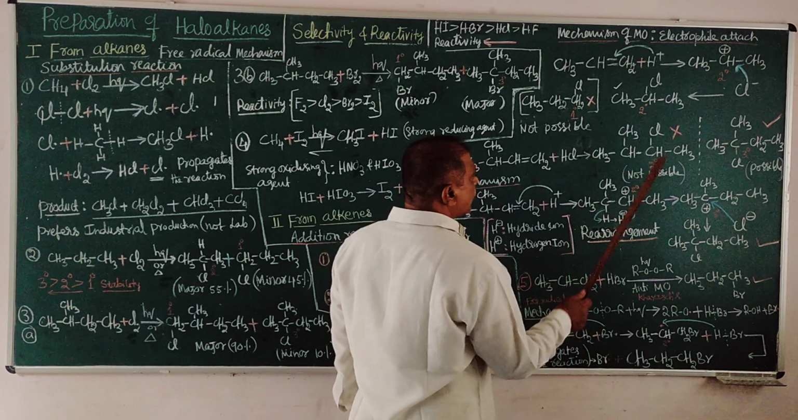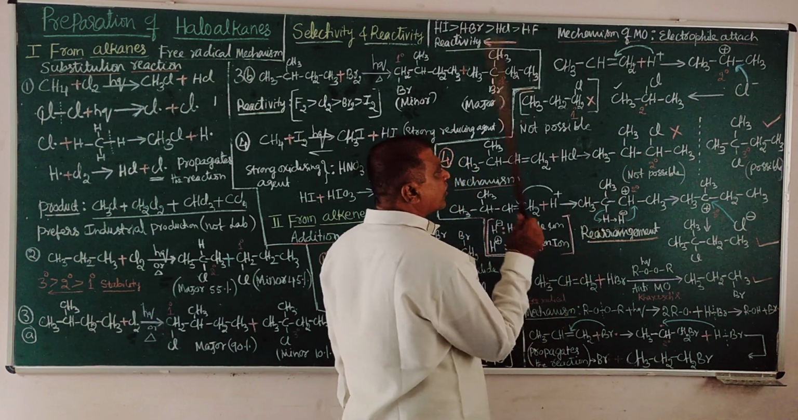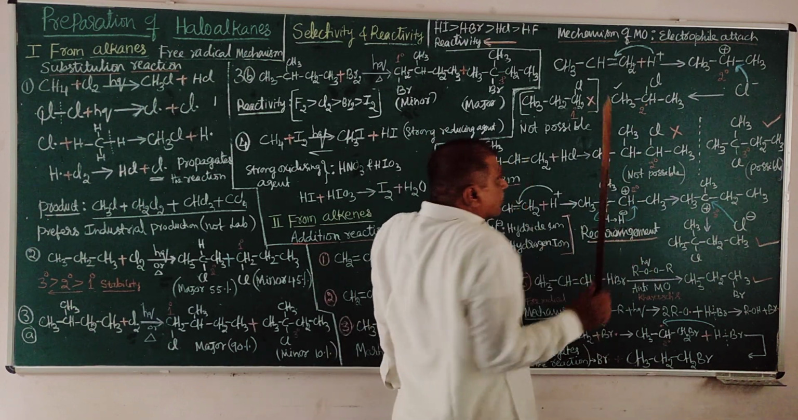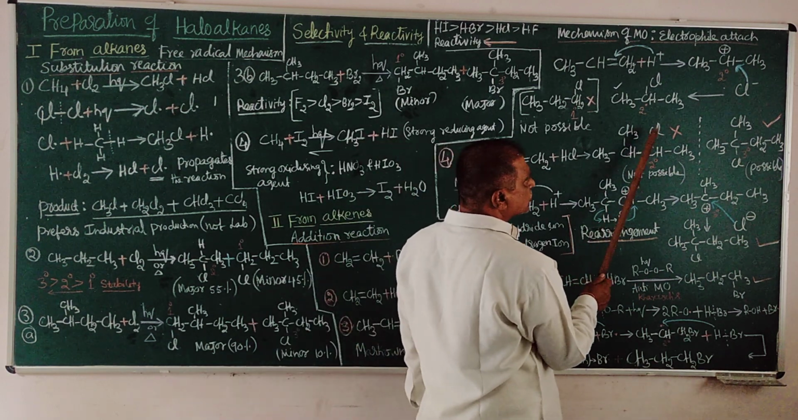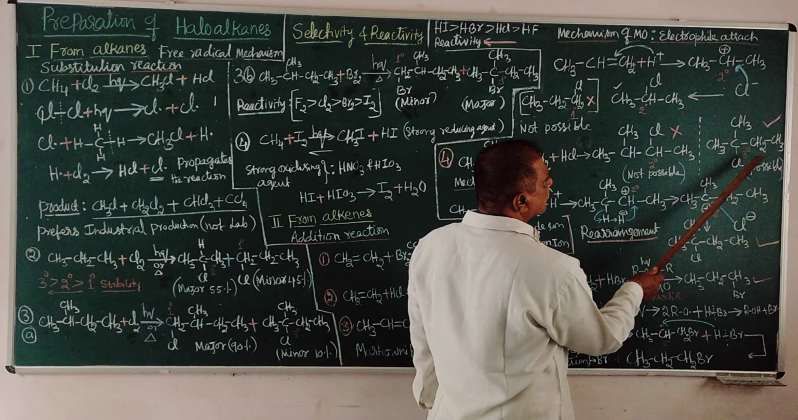We expect this compound, but it is not possible. This compound is not found, but this compound is found. Look at that, chlorine is here. It was supposed to be elsewhere, but chlorine is on this carbon. You get this compound.